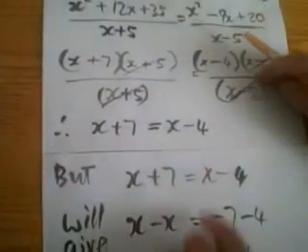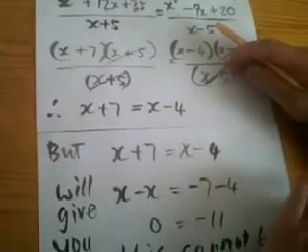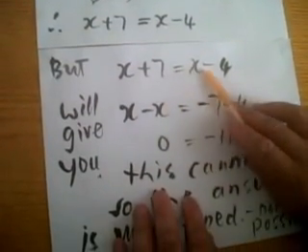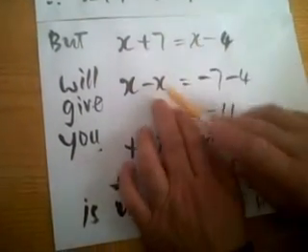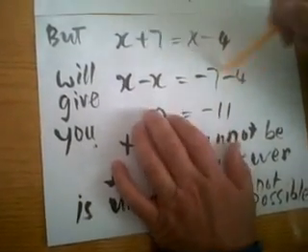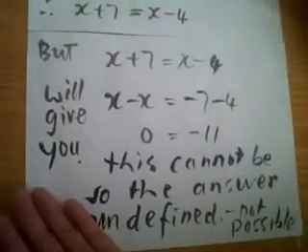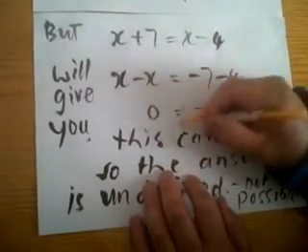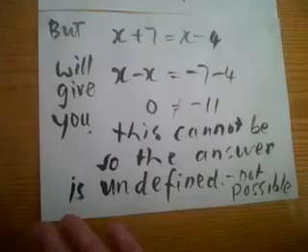Now remember the rule says you can put all the x's on the one side and the numbers on the other side. But look what happens here. x plus 7 equals x minus 4. Well, if you put this on this side, it becomes a minus. And you put that one, it becomes a minus. You're left with minus 11 and naught. It is not true. Naught is never equal to minus 11. So it's not true. This cannot happen.